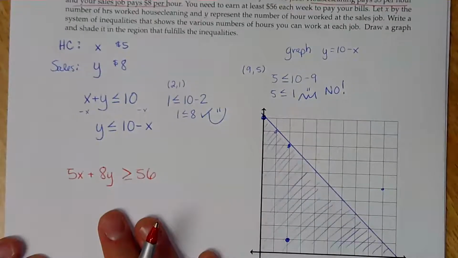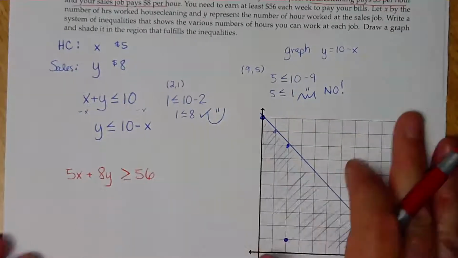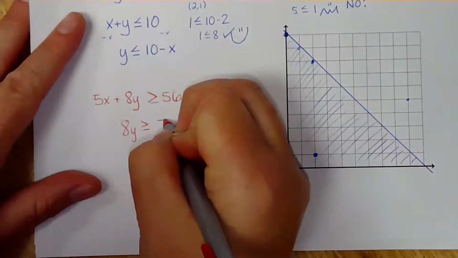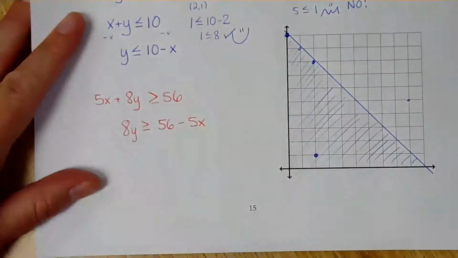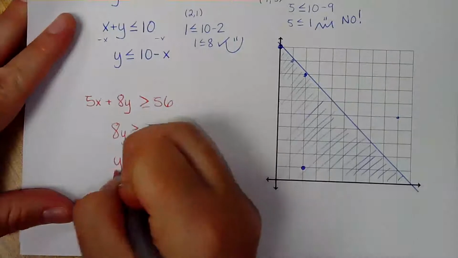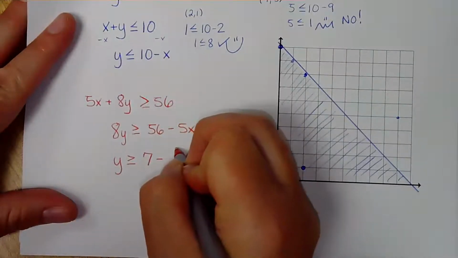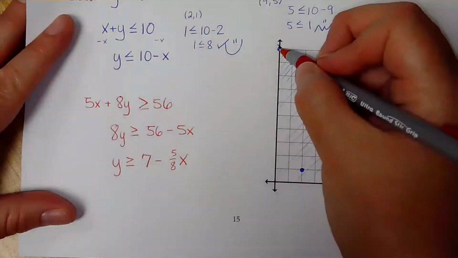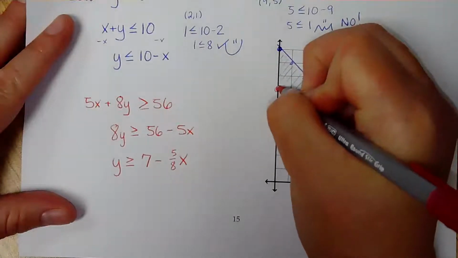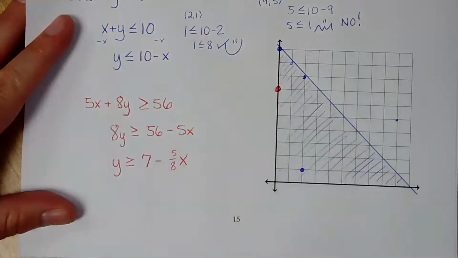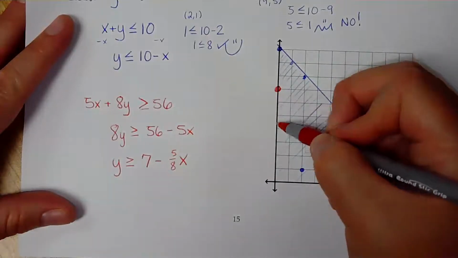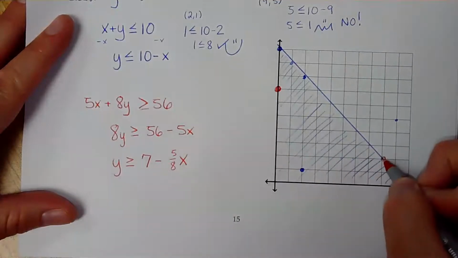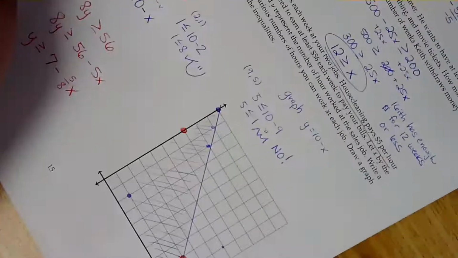Then let's solve this piece and put it into slope-intercept form also, and we can plot it and work on that as well. All right, so I have 8y is greater than or equal to 56 minus 5x. And then I'm going to divide through by 8. So that gives me y is greater than or equal to 7 minus 5/8 x. So 7 is my intercept. So there's that. And then my slope is negative 5/8. So I'm going to go down 5 and then over 8. So that's right there. I'll go ahead and connect those two dots.